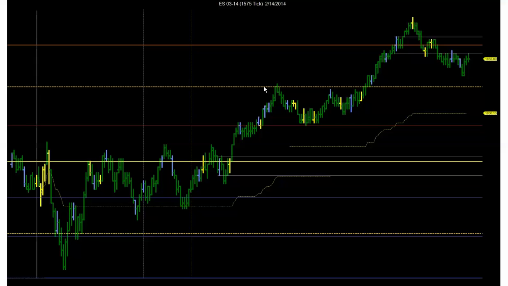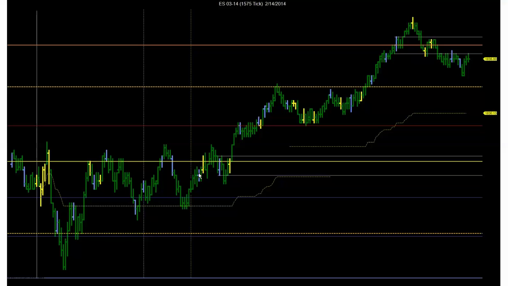Now there is a minor move line right under that, and we do this pullback. This is a minor move pullback. This is kind of what these minor moves are all about. They're areas to pay attention to, and we find support there. We come up and test again, and we finally get through this rotational high, and we make another minor move up.